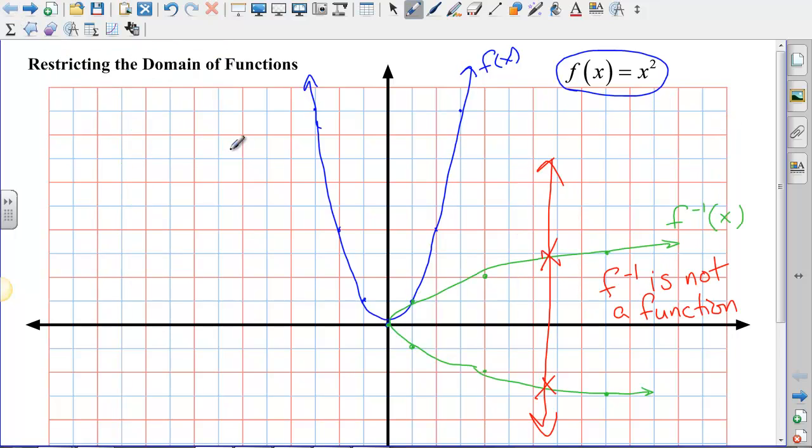Back here, if I were to do this when I found the inverse, I would have to say f inverse equals plus or minus the square root of x, which would give me the positive square root of x and the negative square root of x graph. And that's, again, not a function.